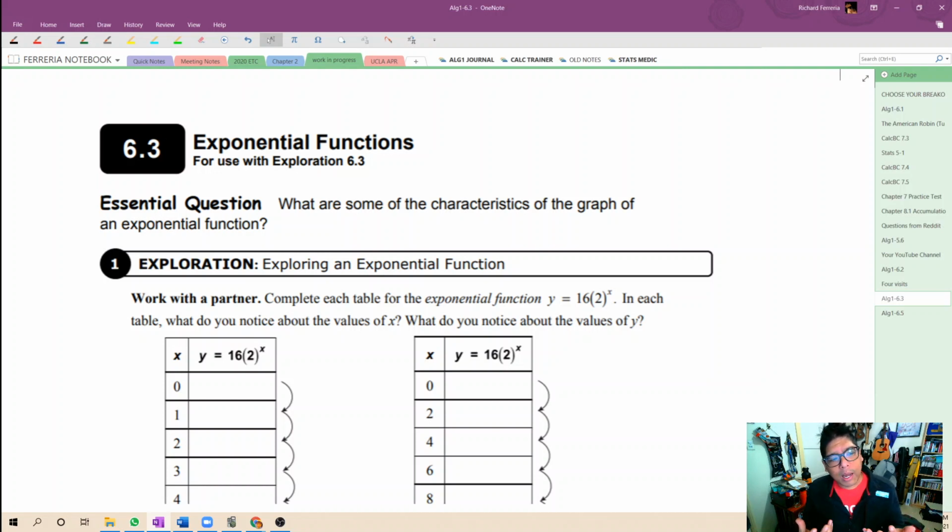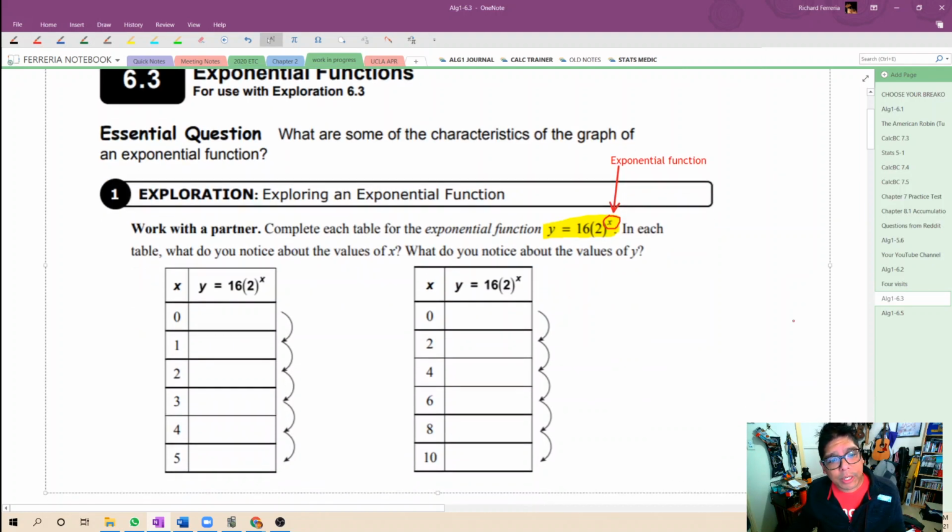And believe it or not, the exponential function is similar to the linear function in that, instead of the mechanism for getting from one point to the other being addition, the exponential function makes that multiplication. So we have this function here, y equals 16 times 2 to the x. The fact that we're seeing the x in the exponent of 2 is what makes this an exponential function.